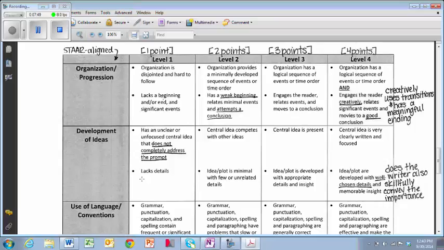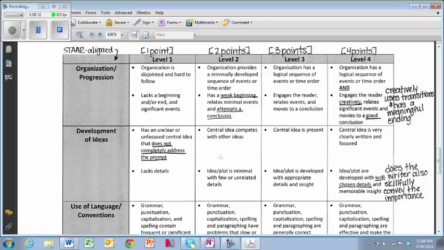So the first part, if they're getting a level 1, it means that they really don't ever tell you what it is they're scared of. So they don't address the prompt. This may be something where maybe they get scared all the time and they write about lots of times that they've been scared, or maybe they just write about something completely different. That would be at a level 1. It also would lack details.